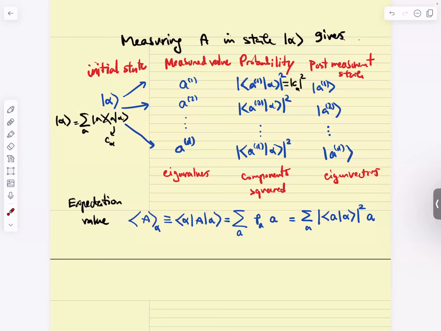So now you should have a question. If these are probabilities, they better add up to 1.